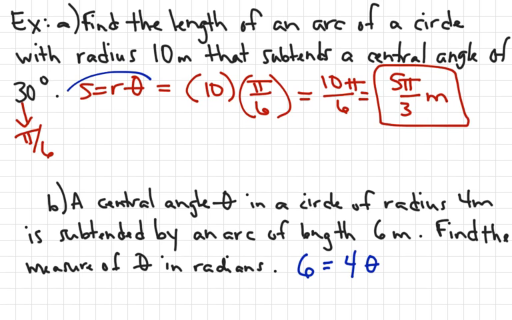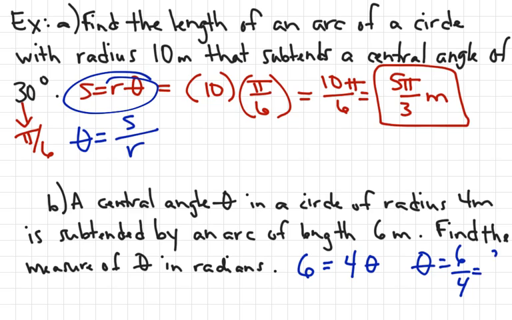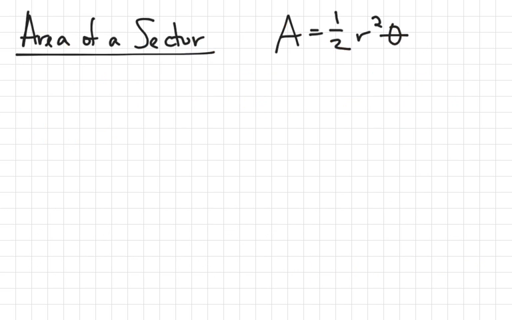Well, if you look back at this formula here, you just solve for theta by dividing the arc length by the radius. So 6 divided by 4 is 3/2. And the units are radians because remember, we're finding the measure of an angle. And if you tell me the answer is 1.5, I'm okay with that too.